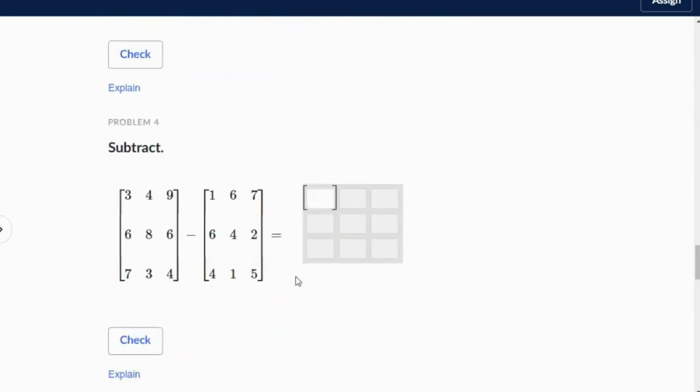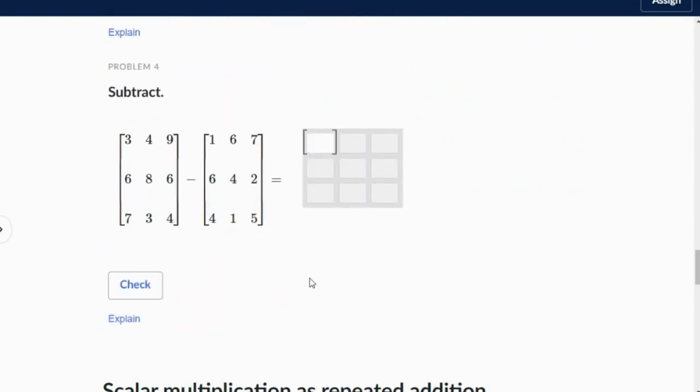Let's do the second one here. Problem 4. What is the first row if we're subtracting those 2 matrices? This matrix says 3, 4, 9. This one says 1, 6, 7. So we've got to subtract the proper term from the proper term. First row. 3 minus 1.